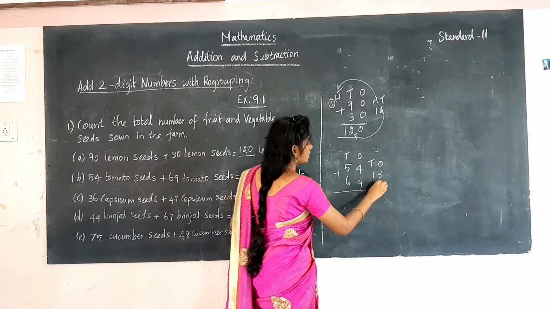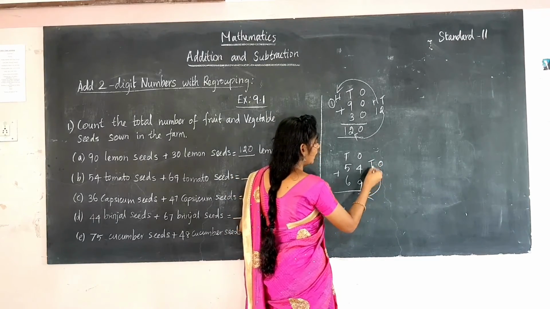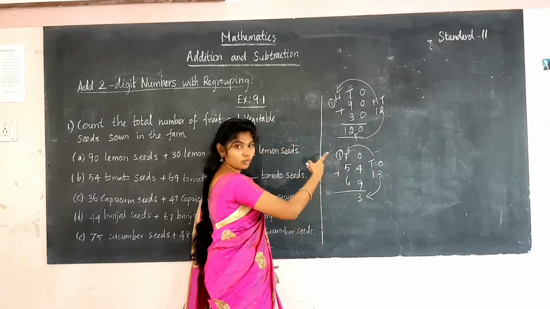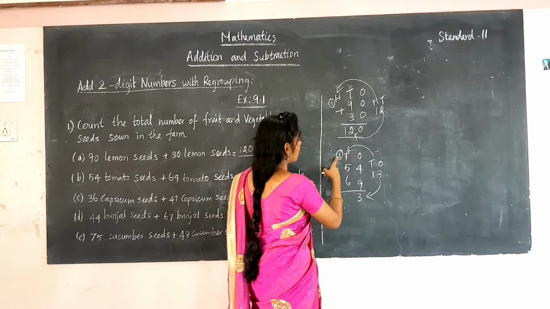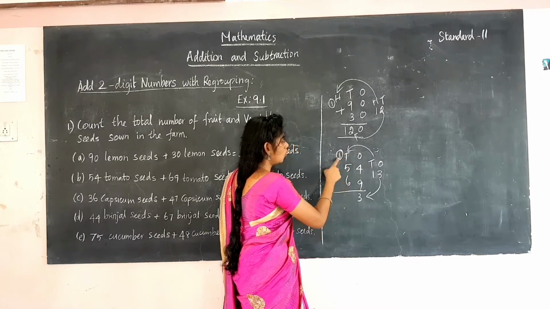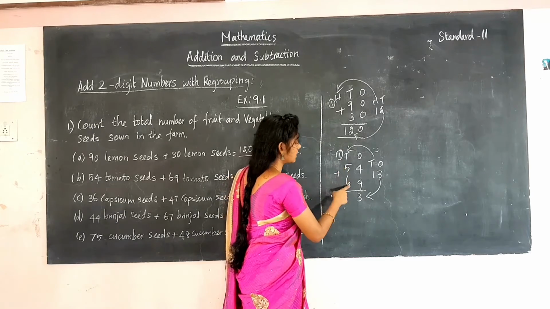Take 3 to the ones place and then 1 to the tens place. You are carrying over the number, which is what is meant by regrouping. So now add the numbers in the tens place: 1 ten, 5 tens and 6 tens. 1 plus 5 is 6, 6 plus 6 is 12.